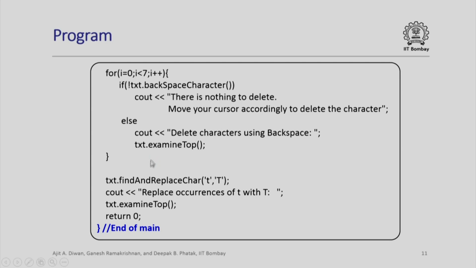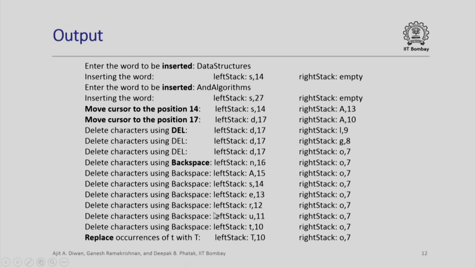Finally, an example of find and replace character, we had already seen how this works. So, a small t is to be replaced by capital T in all the remaining characters of the string now. The text dot find and replace char will permit that to happen, and it will output replace occurrences of t with capital T. Again I examine the top and return 0. This is the end of the main program. Please note that examine top actually permits us to create a printout to ensure that our program works correctly. So, here is the output that you will get.